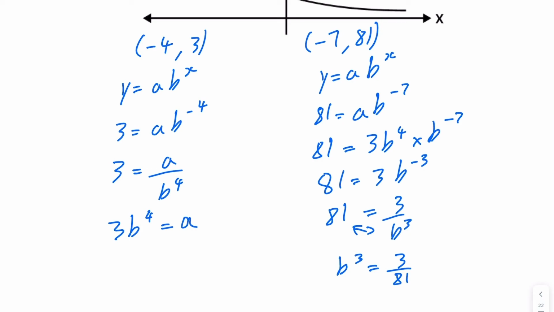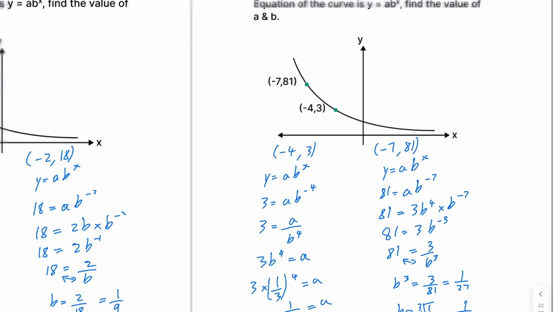And now all I need to do is cube root these two. And I know that I can simplify this further into 1 over 27. And then if I do b is equal to the cube root of 1 over the cube root of 27, that gives me 1 over 3. So now that I know what b is, I can just put that into here. So that means 3 times 1 over 3 to the power of 4 is equal to a. And that just becomes 1 over 3 cubed, because that 3 cancels out, and that's 1 over 27 is equal to a.